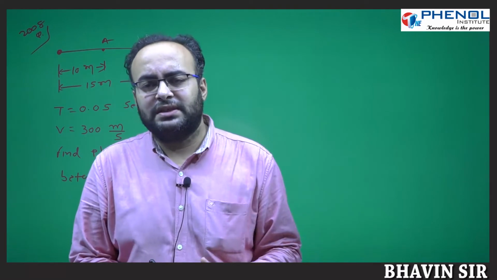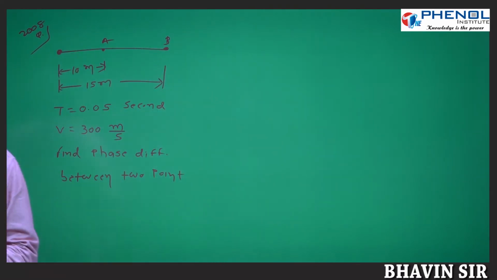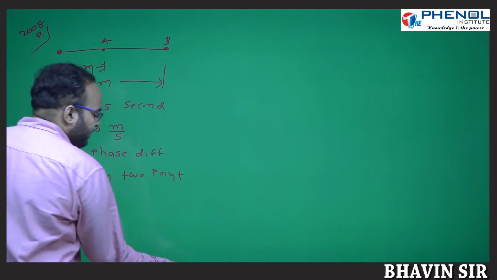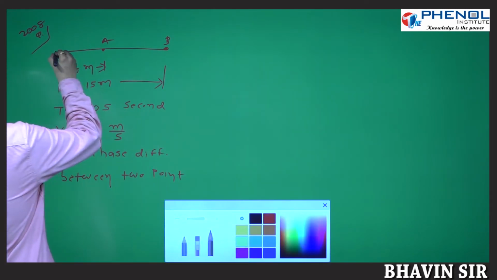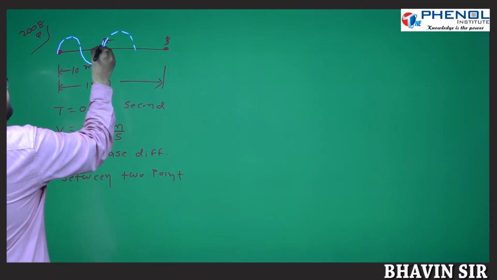Chalo, so students, it is a quite easy question. Oscillation starts from this point, which means waves are created from this point.